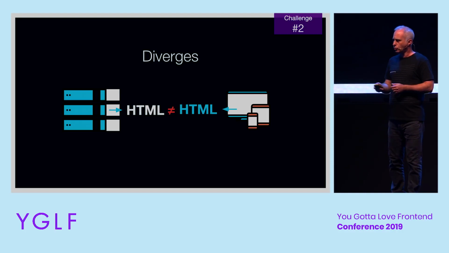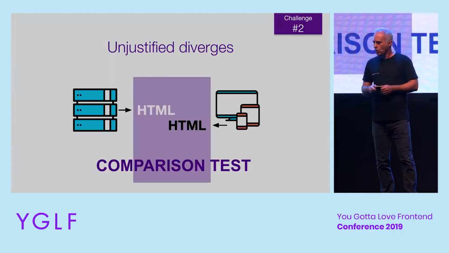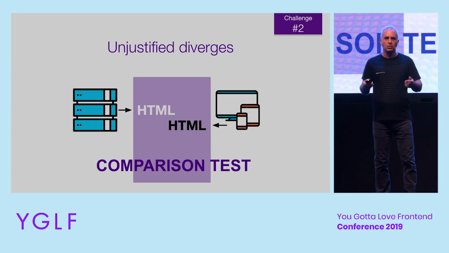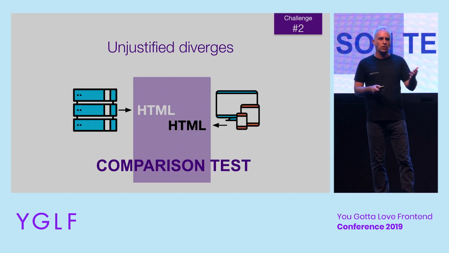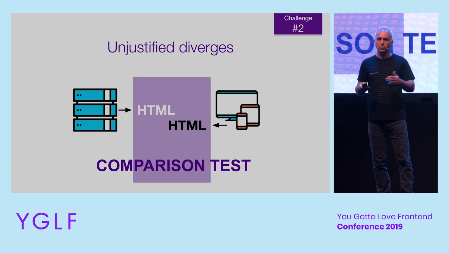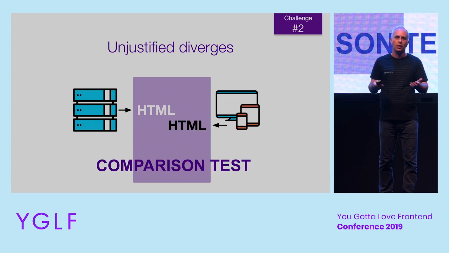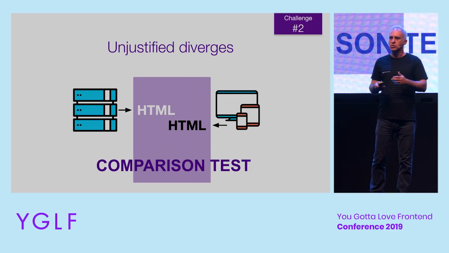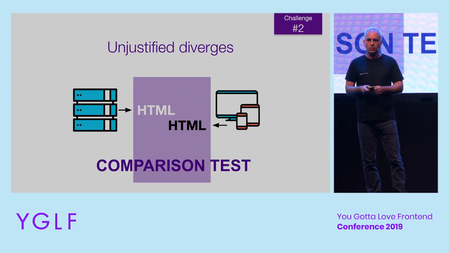Now, there are actually two reasons why this might happen. One is, let's call it unjustified divergence. You can think about them as bugs. For some reason, the code running on the server is generating slightly different HTML than the code running on the client. Maybe it's a timing thing, maybe it's the version of some library you're using, maybe it's just the fact that it's a node environment rather than the particular browser that is being used.